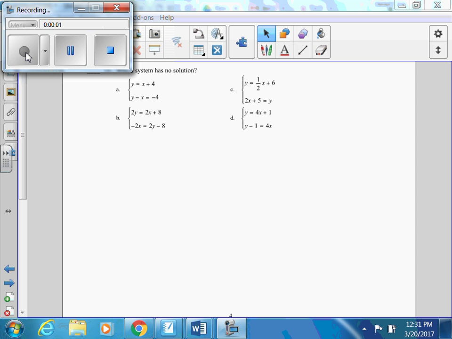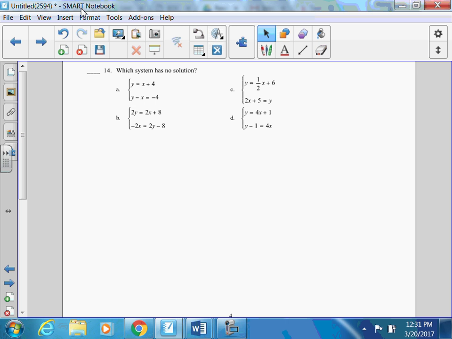Okay, so we're going to try to determine which system has no solution. There are different ways you could solve each individual system. Let's say we wanted to solve for this one and see if it has no solution. We could do substitution. Since y is already by itself, we could take x plus 4 and plug that in for y in the other equation.